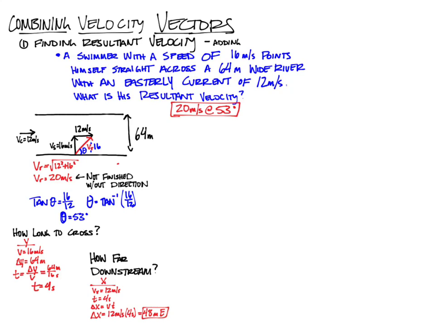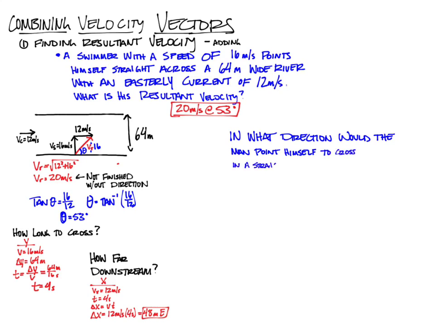Another type of question we might ask that's a little bit difficult is, in what direction would the swimmer have to point himself to cross in a straight line? The straight line thing is very important. That means when our guy goes across the stream, he doesn't want to float downstream. So we know intuitively that he's going to have to take his 16 meters per second and point it into that 12 meters per second just a little bit. So the way we look at this, we have 12 meters per second from the current, and we want our resultant to be along this straight line. So we're going to have to take our 16 meters per second and point it that way.